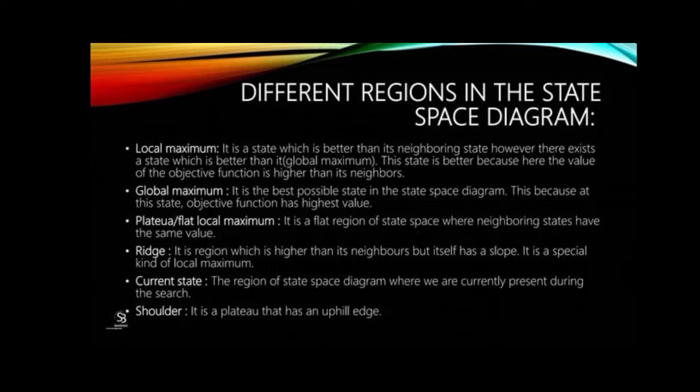And plateau: it is a flat region of state space where neighboring states have the same value. Ridge: it is a region which is higher than its neighbors but itself has a slope. It is a special kind of local maximum. Current state: the region of the state space diagram where we are currently present during the search. And shoulder: it is a plateau that has an uphill edge.